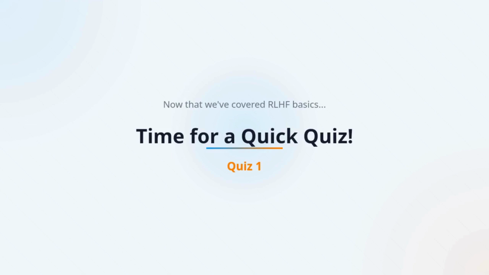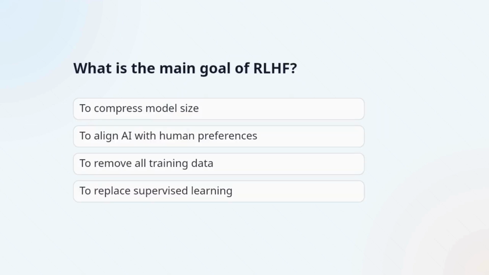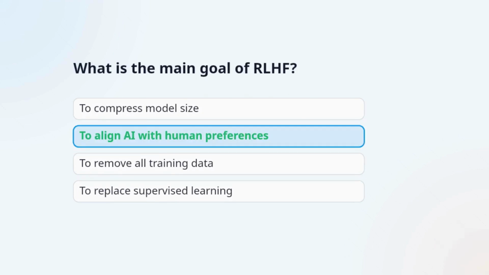Here's quiz number 1. See if you can get it right. Question 1. What is the main goal of RLHF? The correct answer is to align AI with human preferences. RLHF is mainly used to make model behavior better match human values, preferences, and intent.